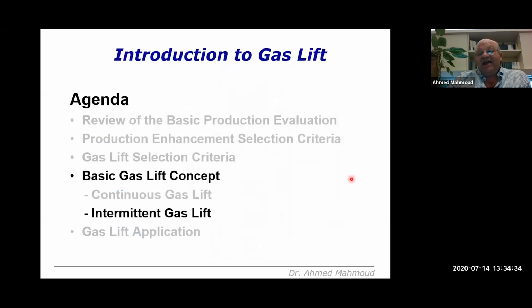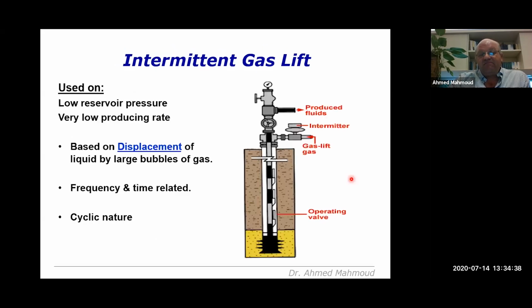In the case of intermittent gas lift, I'm not using all three methods. I am only using the method of displacement. Okay. And typically, intermittent gas lift will be used on low reservoir pressures, pressures that are relatively low, and production rates that are typically low as well.